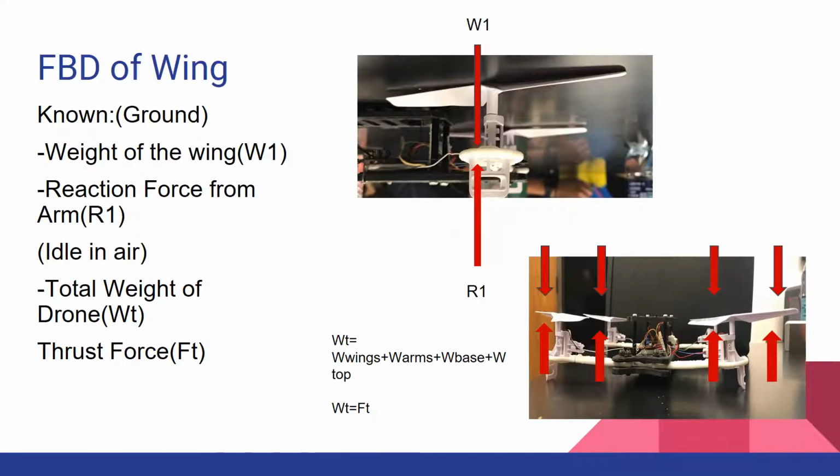Okay, and now we're going to look at the free body diagram of just the wing. On the top picture, we can see the static forces of the weight of the wing acting down, and then the forces of the arm acting up. On the second picture, we would like to imagine that it is idling in the air. Because it is idling, it's not moving, which means that the thrust force acting up would also equal the total weight of the drone acting down.